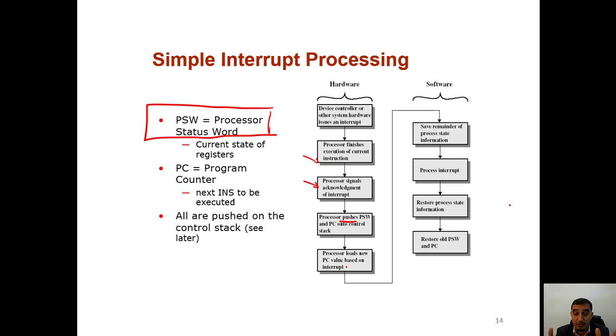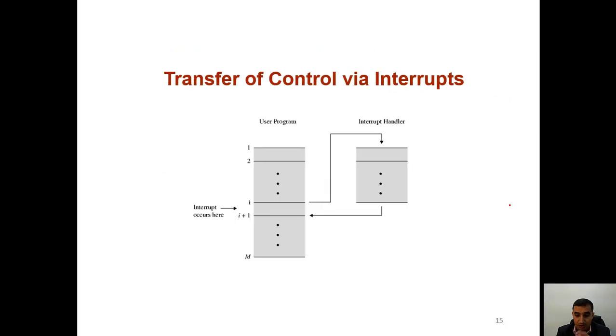Once the interrupt has been processed, the CPU will pop back the processor status word plus the program counter, so that the old program can resume and continue its execution. So basically this is what's happening. You have your user program over here. Once an interrupt happens, we go and service that interrupt, and when we come back, we want to come back at the same point, as if nothing has happened during the interrupt part.